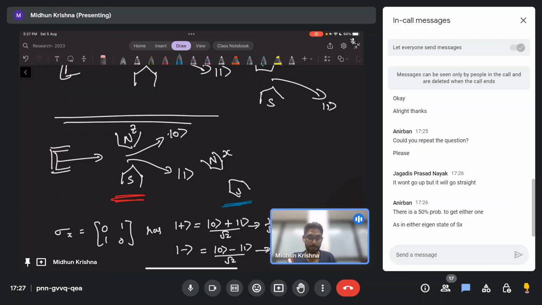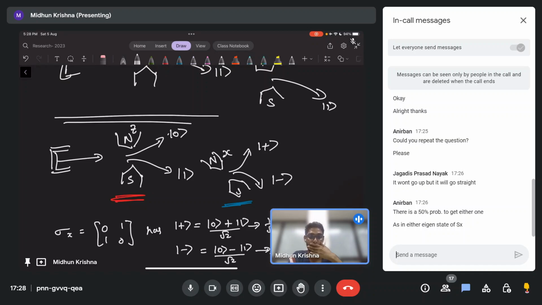But since this is a quantum particle, what you see is what Anirban has been saying: there's a 50% probability of getting either one, right? So some particles will go this way, some particles will go this way. This is pointed that way, and this is pointed this way. This is called the plus state. Let me just write that notation. And this is the minus state.